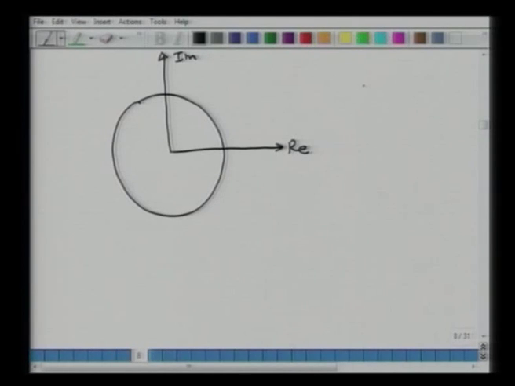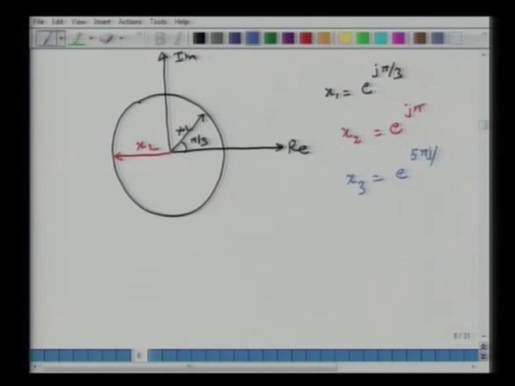So my first solution was e^(j pi over 3). So pi over 3 is 60 degrees. So that is my first solution, x1 equals e^(j pi over 3), and this angle is pi over 3. My second solution, x2 equals e^(j pi). So this is my x2. My third solution is x3 equals e^(5 pi j over 3). So 5 pi j over 3 is here. So this whole angle is 5 pi over 3. So this is my x3.